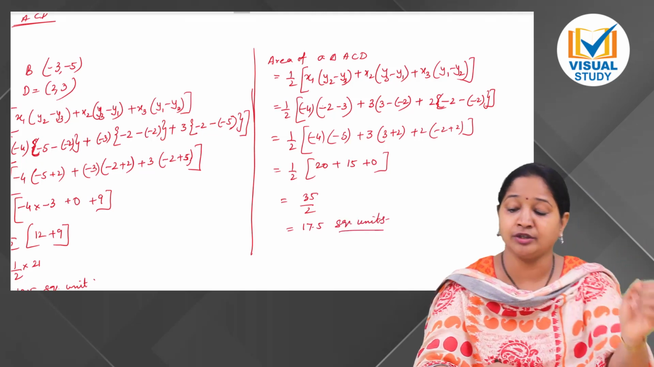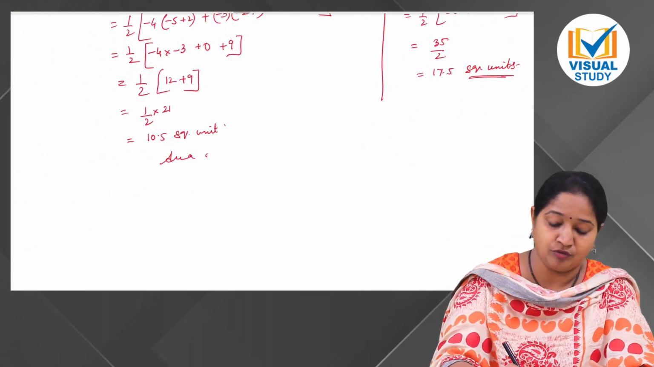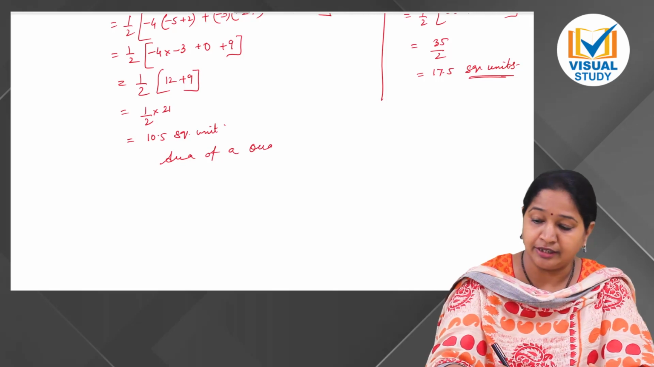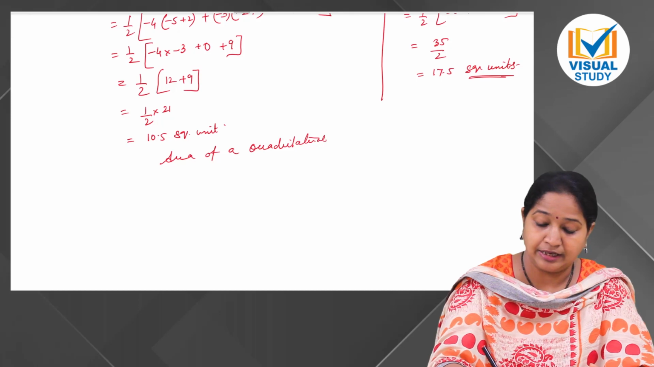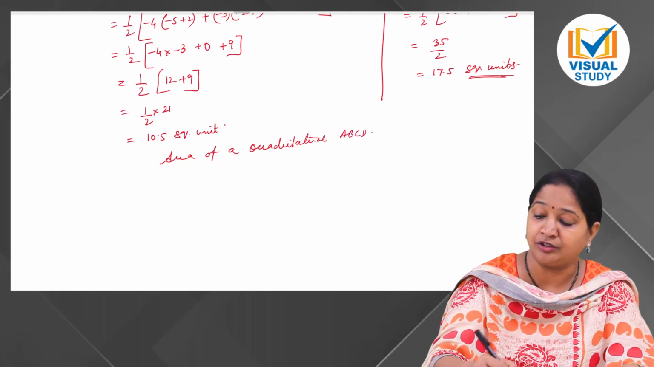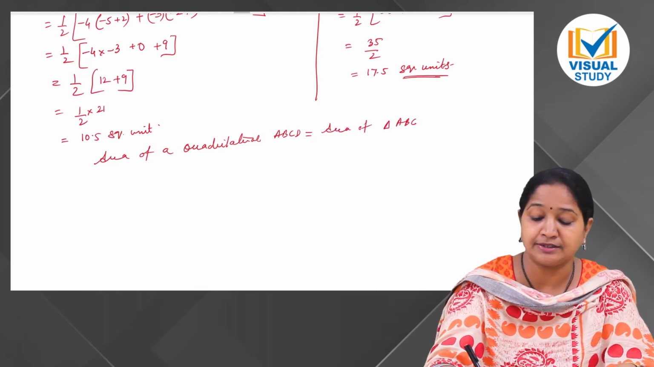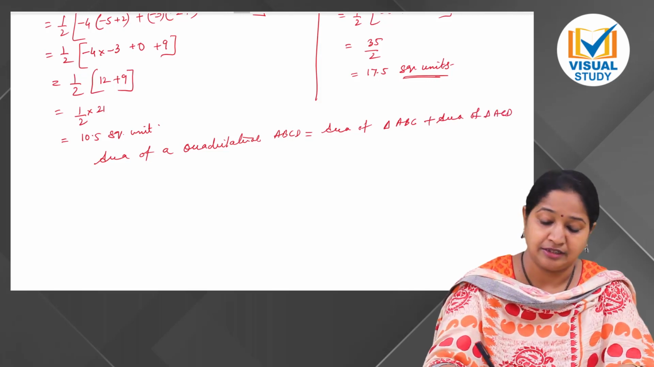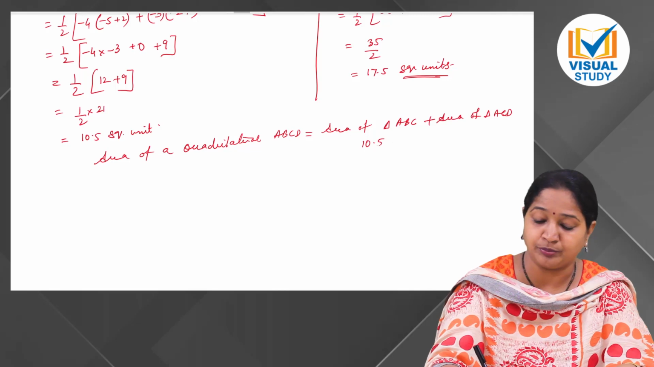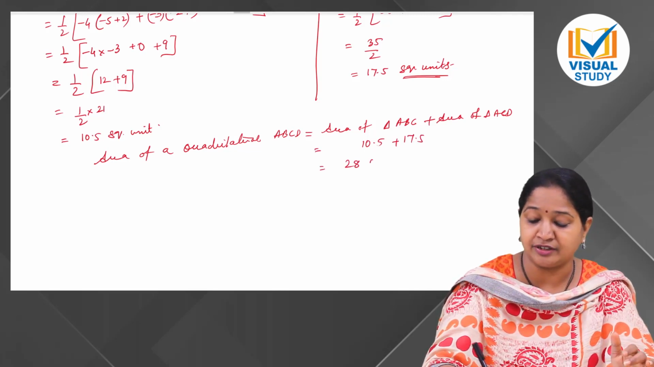Okay. Now what is your area of the quadrilateral? Area of quadrilateral ABCD is equal to area of triangle ABC plus area of triangle ACD, and that is 10.5 plus 17.5, and you get 28 square unit.